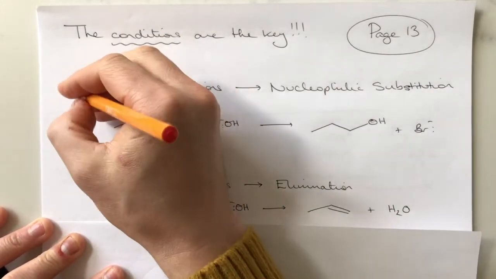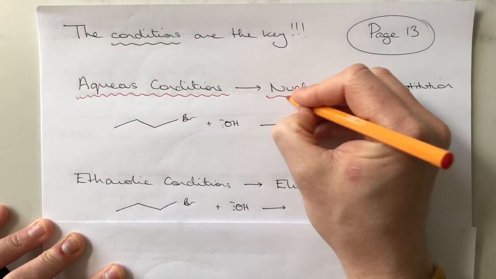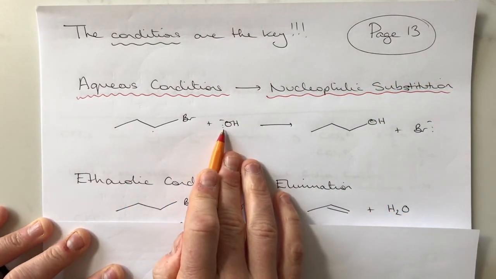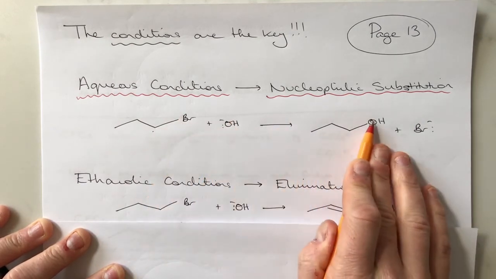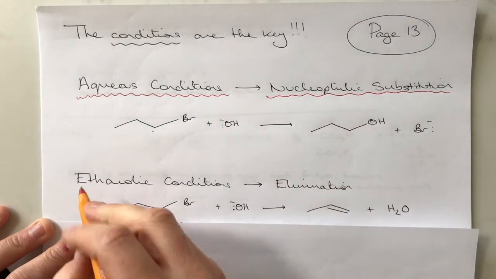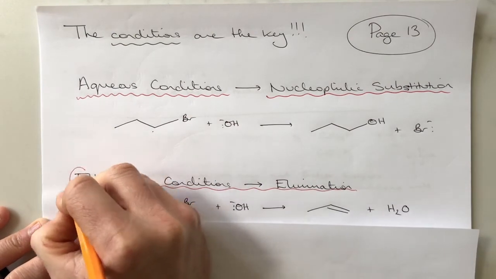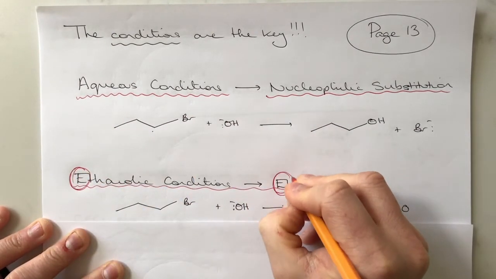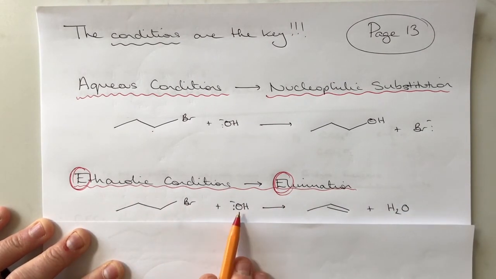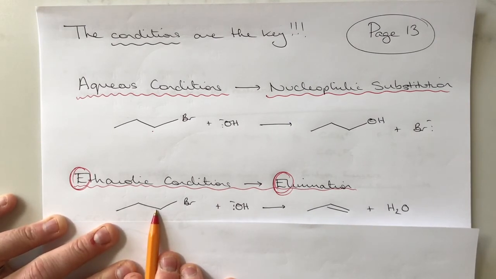As soon as an exam question mentions it's an aqueous condition, aqueous means nucleophilic substitution. So that means if you've got haloalkane with hydroxide ions, they're going to swap places and you end up with an alcohol and bromide, or whatever your halogen is. As soon as it mentions ethanolic, you should be thinking elimination. I just think about the E's. Ethanolic means elimination. So as soon as you hear about that, then it means that our hydroxide ion and haloalkane aren't going to undergo a substitution, they're going to undergo an elimination.